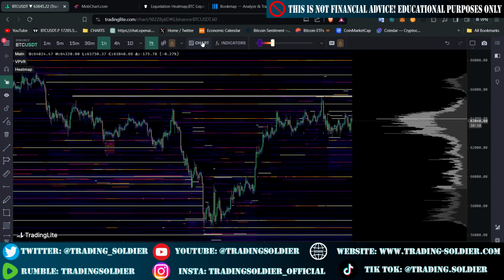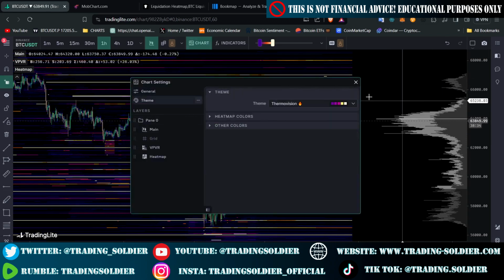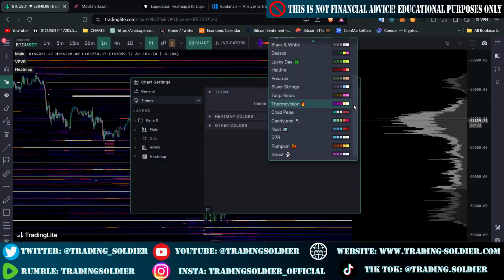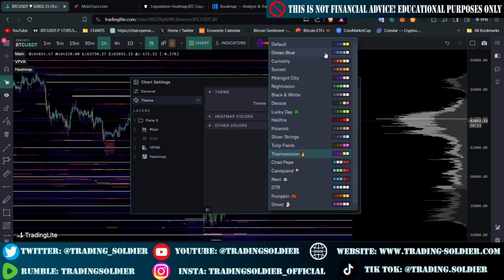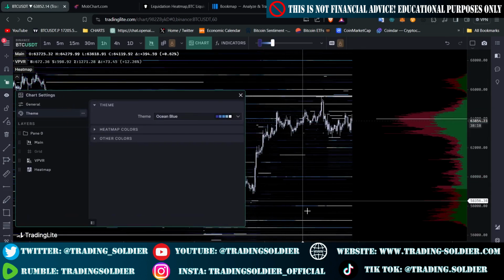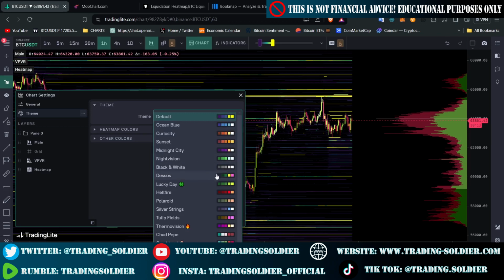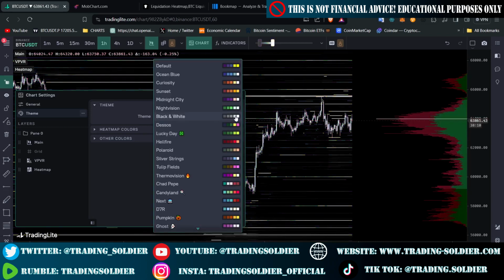Another setting that you can find here on Trading Light is that you can switch the theme of the heat map. For example, now I prefer to use Thermovision, but you can select from a lot of different themes. As you can see here, for example, now it's changed to blue and white, but you can change it back to default. You can change it, for example, to black and white. You can change it to a lot of different themes.